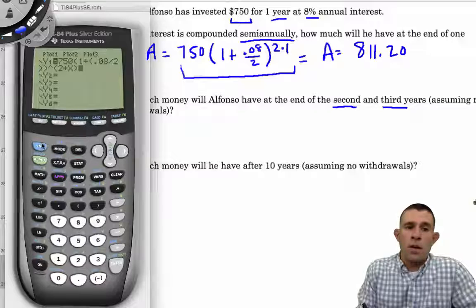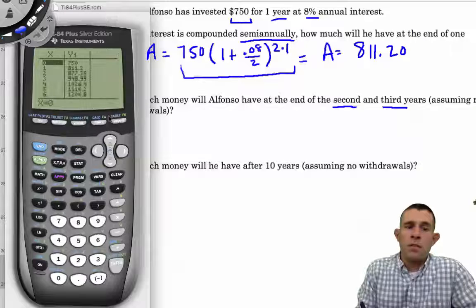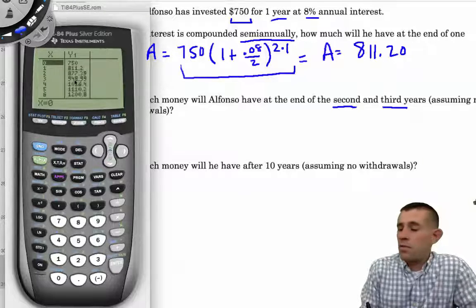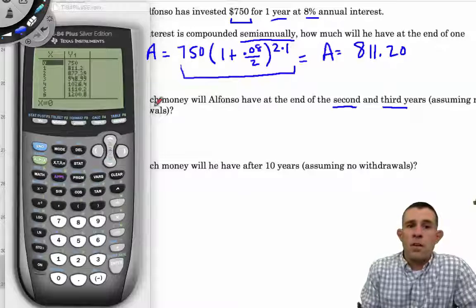Now, we could take a look at the graph there, but instead of going to the graph, we're actually going to take a look at the table. So let's see the table of values that were generated by this function. You can see I have $750 at the initial, and then the first year I have $811.20, which is exactly what we came up with in our calculation. And the second year we have $877, and the third year we have $948.99. So let's go ahead and write that in now.